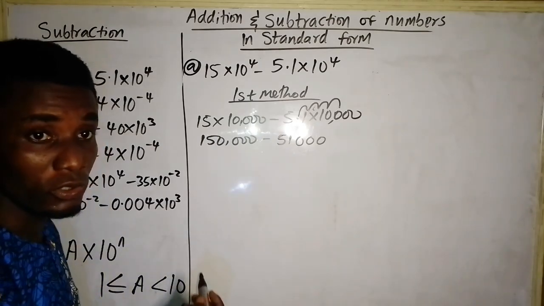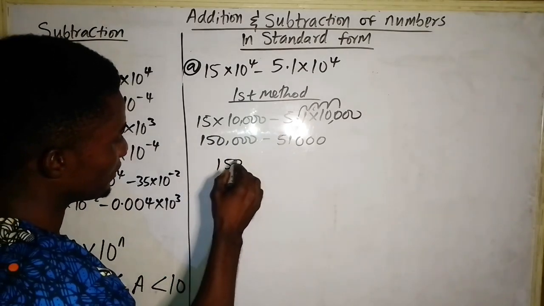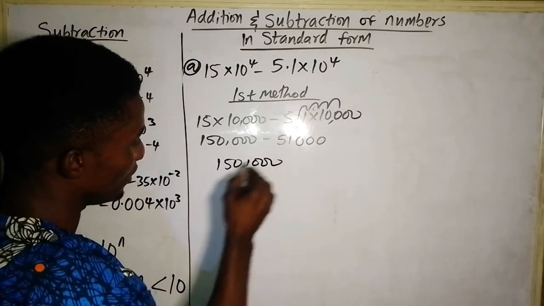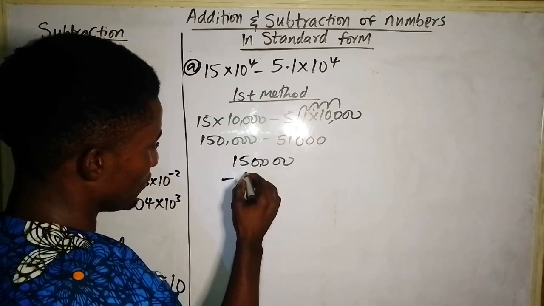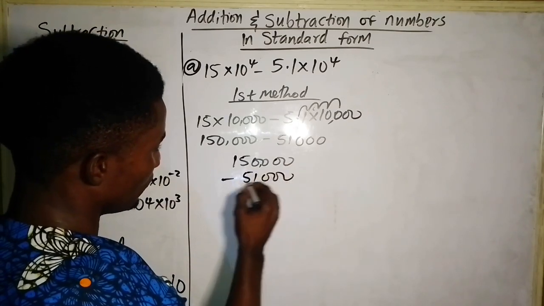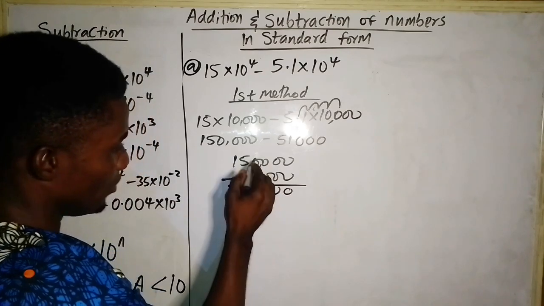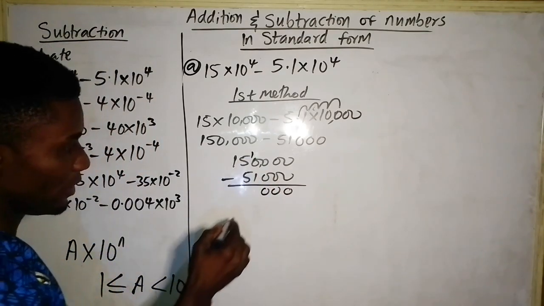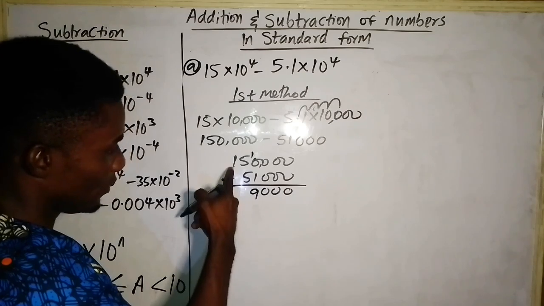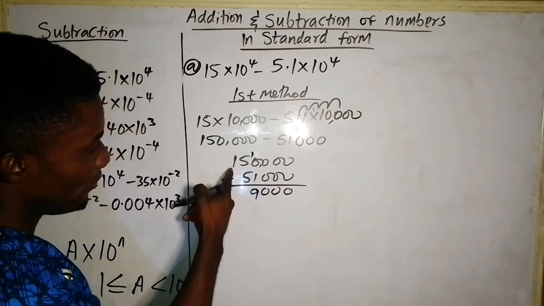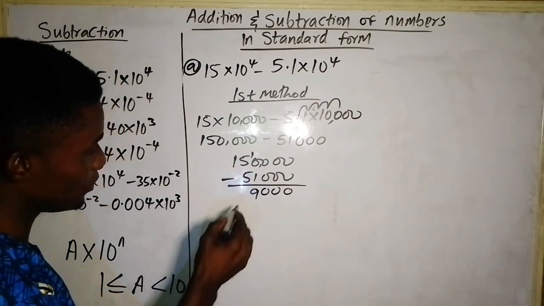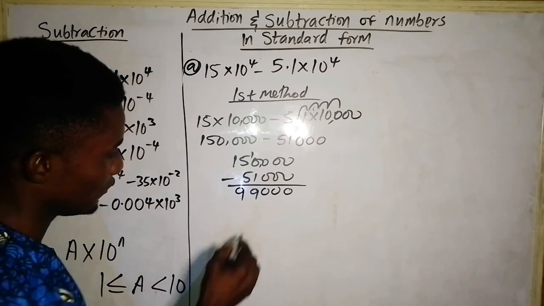Now all we need to do is to subtract. So we have 150,000 minus 51,000. Let's subtract. We have 0, 0. 0 cannot minus 1, so you borrow 1 from this 5. So we have 10. This is 9. This one has changed to 4. 14 minus 5 is going to give us 9.